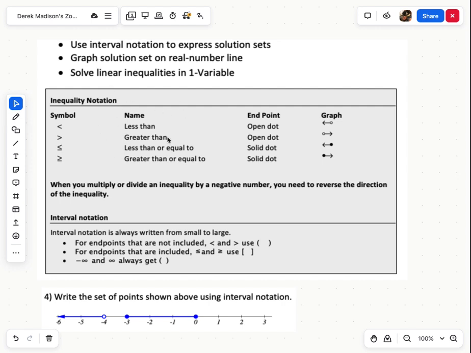A little bit of notation to look at here. Less than, greater than, less than or equal to, greater than or equal to. Hopefully those are familiar from previous math experience. When we're using less thans or greater thans, when we get to the graph, we're going to use an open dot to indicate that that endpoint on our graph isn't included. When we're using equals to, our graphs are going to have solid dots on the endpoints, and that's to indicate that the endpoint is included. So equals to, solid; no equals to, open.